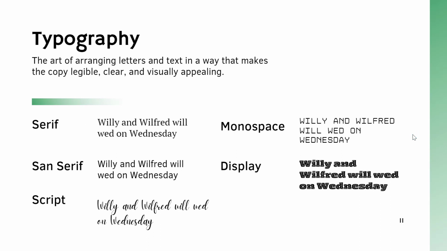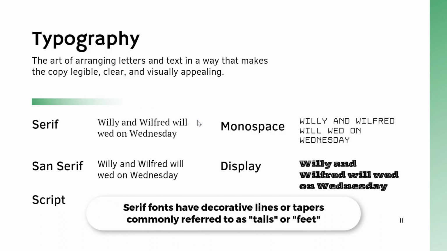Typography is the next. And we can define this as the act of arranging letters and text in a way that makes the copy legible, clear, and visually appealing. We have different types of typography or fonts. We have the serif, and you can see the example. Serif fonts have lines where they end. You see that W, it has like a little slanted line on top. So fonts like this are called serif.